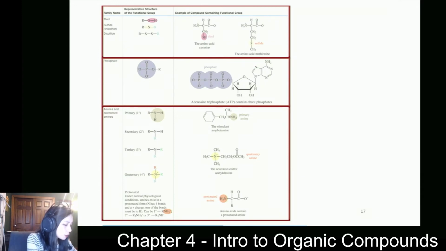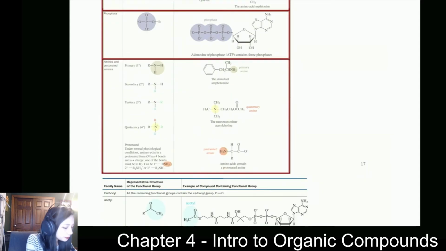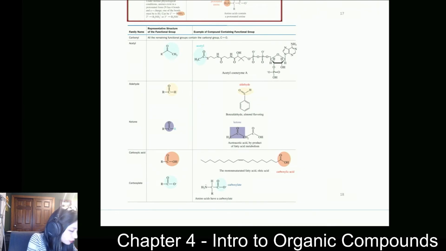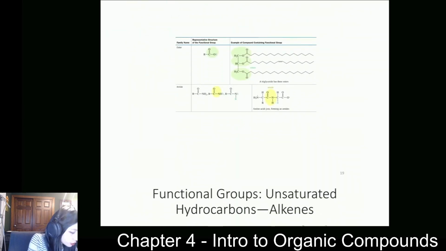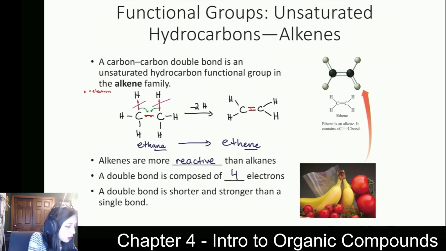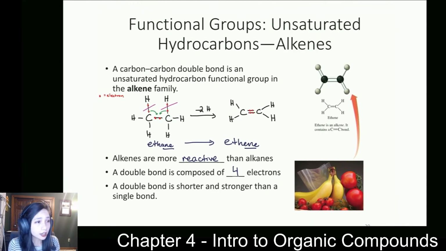All right, so there are some phosphates, some amine groups with nitrogen. You see here acyl groups with oxygen and some R groups, and the rest of those. Okay, so let's keep going. You'll just have to memorize all of those. Okay, so how else can we functionalize a carbon chain?